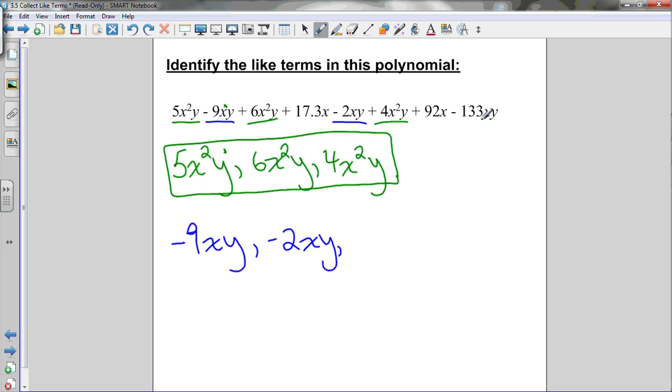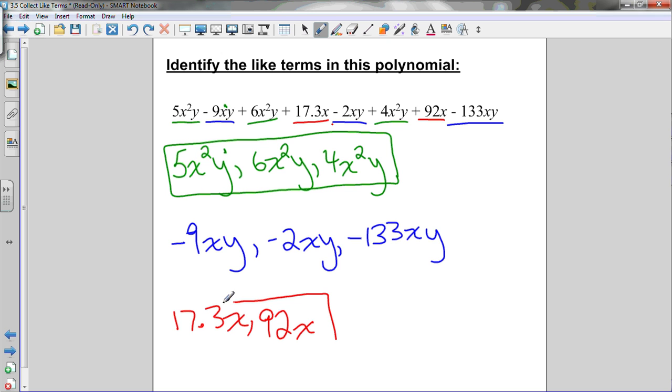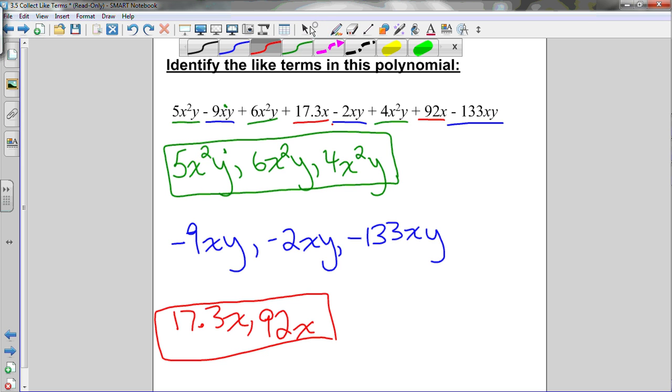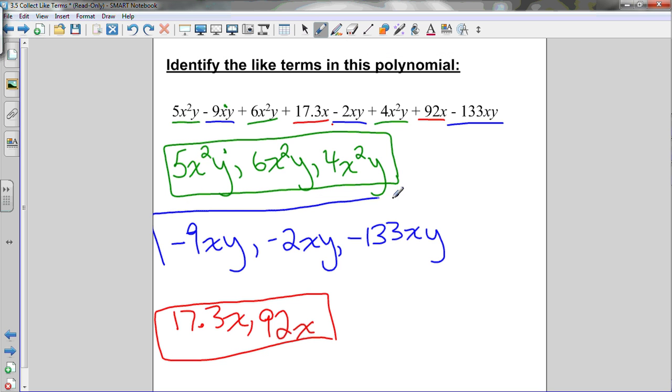And here's one here, negative 133xy. Okay, and what do we have left here? I still have the 17.3x. And are there any other terms that have an x to the 1, same variable, same exponent? Yep, there's a 92x. And that is all the terms taken care of. I'll put that box around the blue group as well. So those are all the terms put into groups with their other like terms.